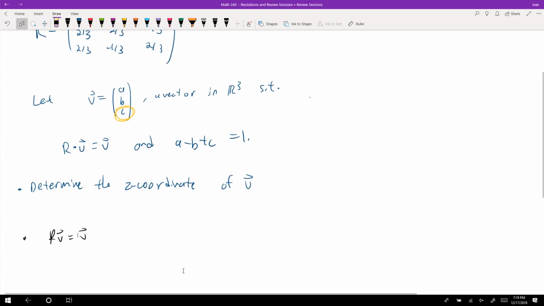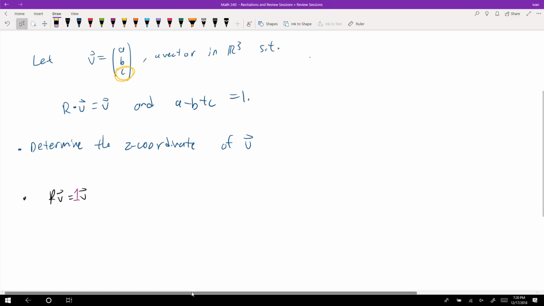Yeah, there's an eigenvalue of 1, because RV is equal to V. There's an implicit 1 here that's not written. So if I did RV minus V, that's equal to 0. I just move everything over to one side. You can't divide by the vector, but you're along the right idea: you want to subtract it.